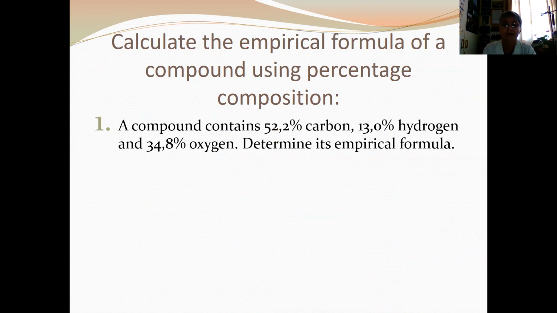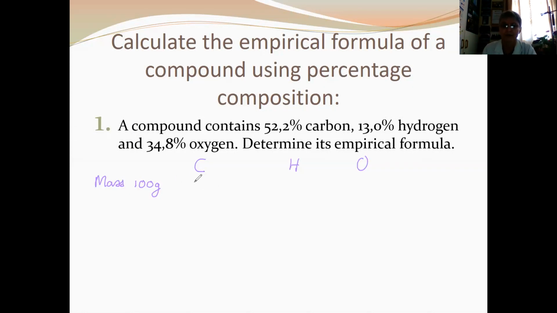You write down the symbol for the element. So the first element is carbon. The second element is hydrogen, and the third element is oxygen. Then we change the percentages. Now, the percentages would add up to 100%. We change the percentages to mass. And we would say in 100 grams, because they add up to 100%, we change the percentage to mass.